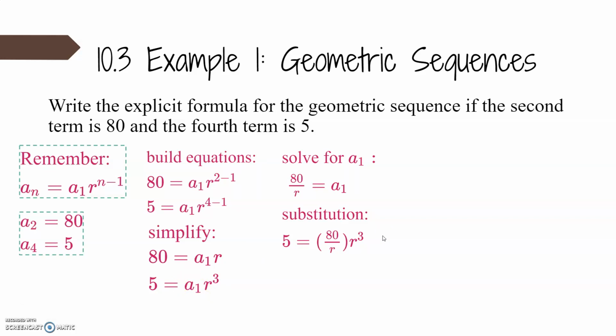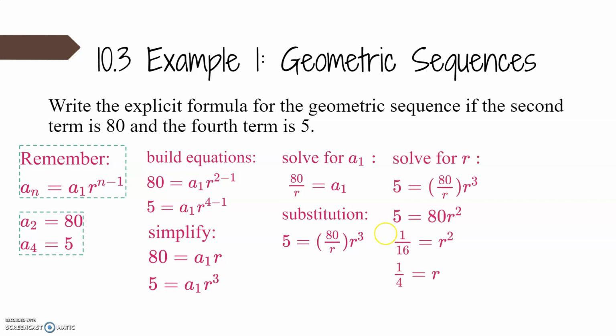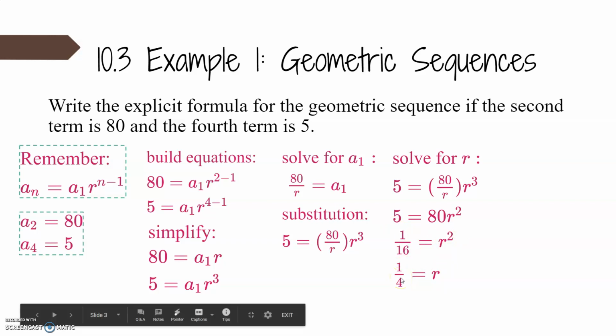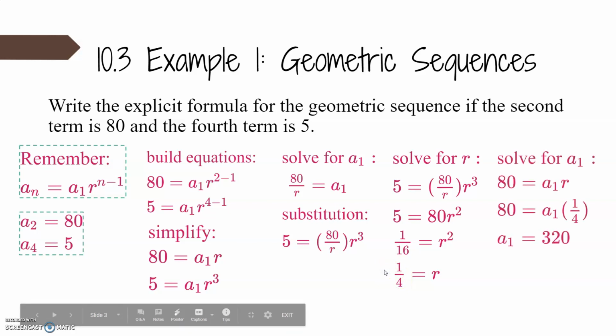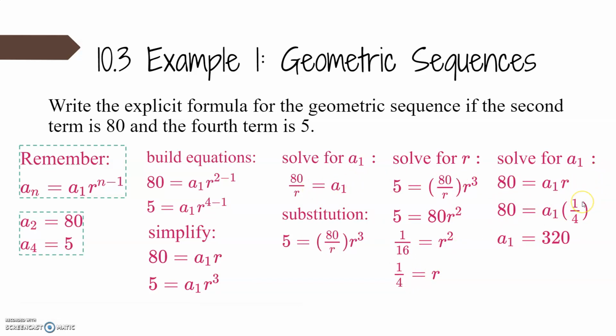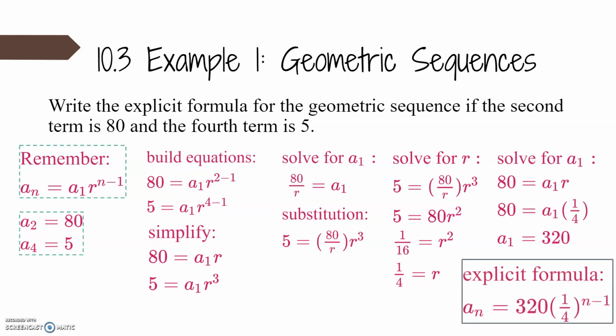So now we have an equation that only has one variable, r, which, if I'm multiplying r cubed over r, that's of course r squared. I can then divide the 80 over, I get 1/16. The square root of that, because I'm solving for r, is 1/4. So we now have r. We can plug that back in and get a1 pretty quickly, it's 320. And once you have a1 and you have r, you have the pieces of your formula that you're asked for. So there's my explicit formula.